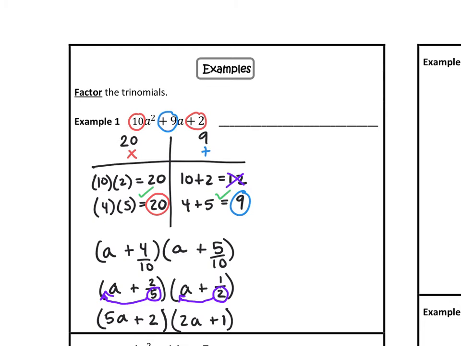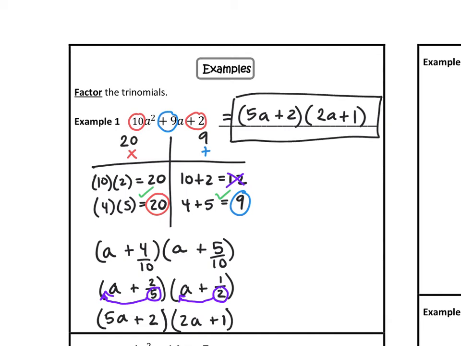And that should be my answer: 5A plus 2 and 2A plus 1. Okay, and we can check it out. Is it going to work? Can we check it out to see if it's going to work?